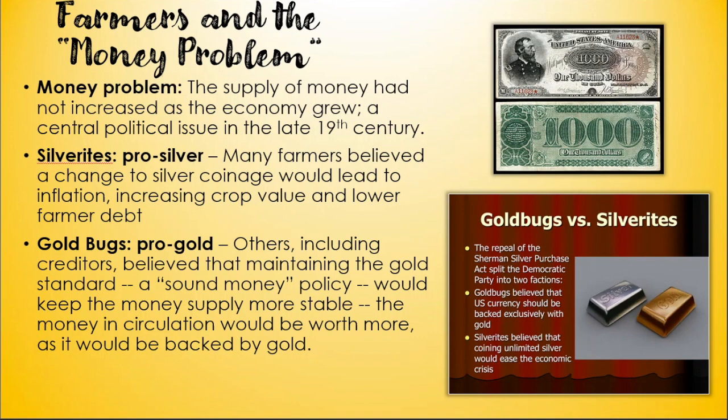Other people believed that maintaining the gold standard, which was called a sound money policy, would keep the money supply more stable. So the money in circulation would be worth more, it would be backed by gold. So some of those who would benefit from maintaining the gold standard would be those who loaned money, right? So the creditors would benefit from this. The limited currency would increase their profits.